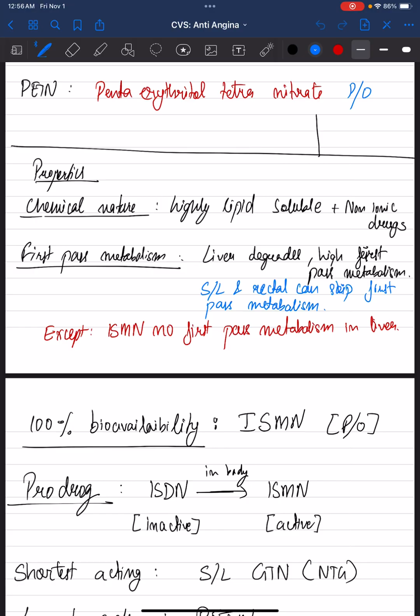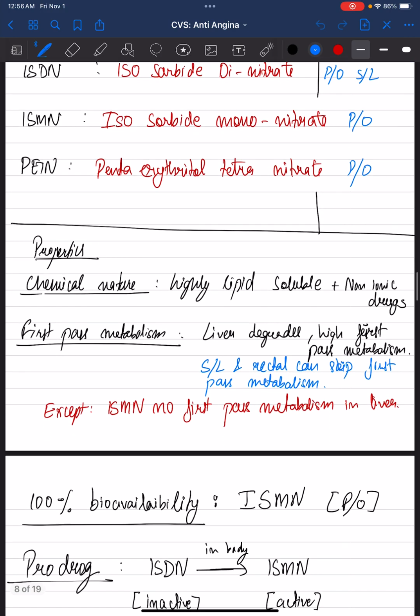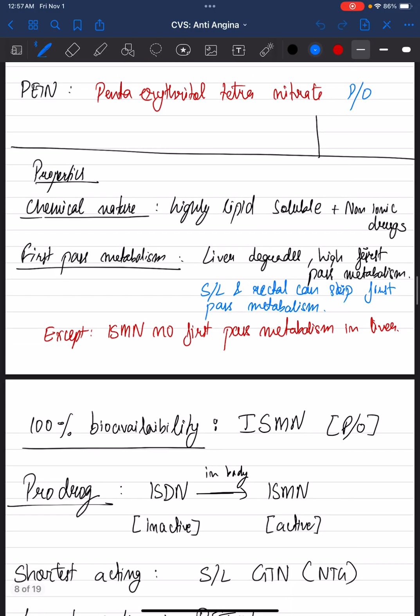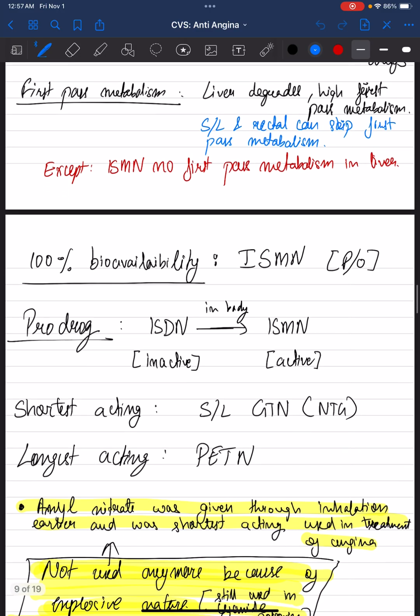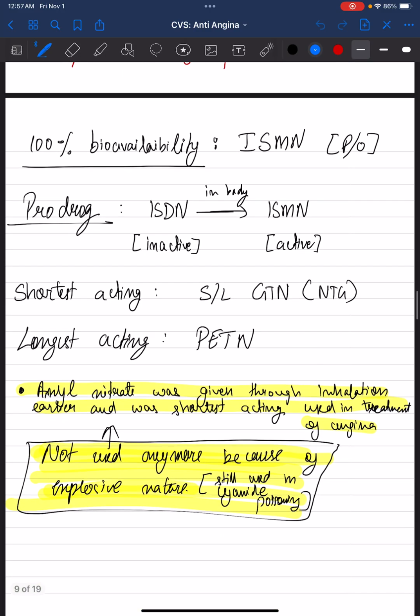For first pass metabolism, they are degraded by the liver, and they have a very high first pass metabolism. So that's why sublingual and rectal is the best way, because they skip the first pass metabolism of the body, except in ISMN, isosorbide mononitrate, because it has no first pass metabolism in the liver. The nitrate with 100% bioavailability is isosorbide mononitrate, which is given per orally.